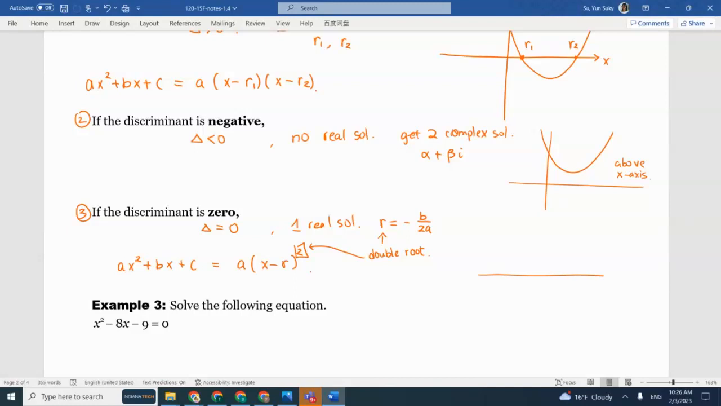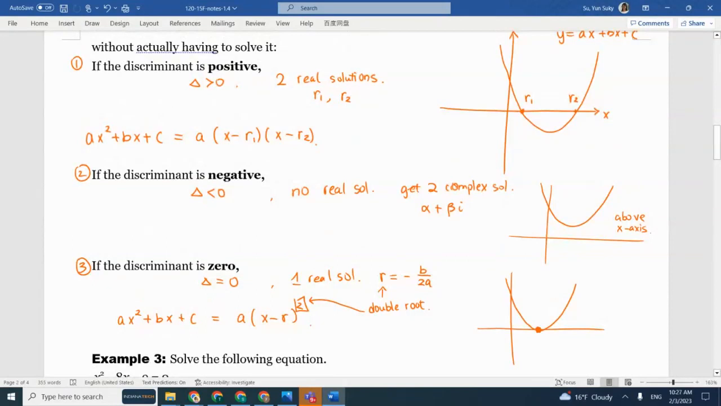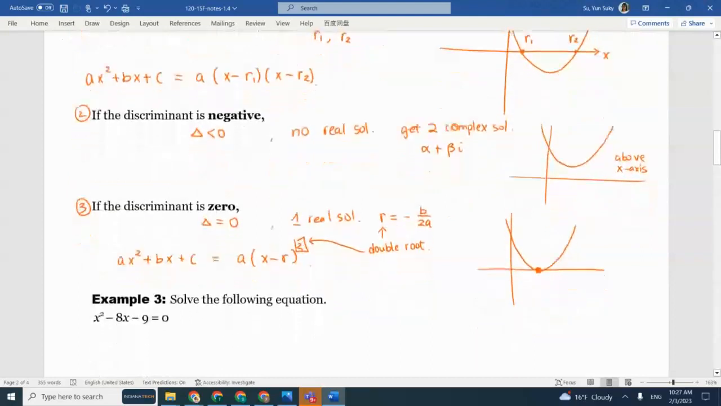Okay, so in the picture, we have one solution. That means our parabola touches the x-axis. So we only have one x-intercept. So far, so good, everybody? Only one x-intercept. Okay. So those are the 3 cases. We can have 2 real solutions, 1 real solution, or no real solutions.